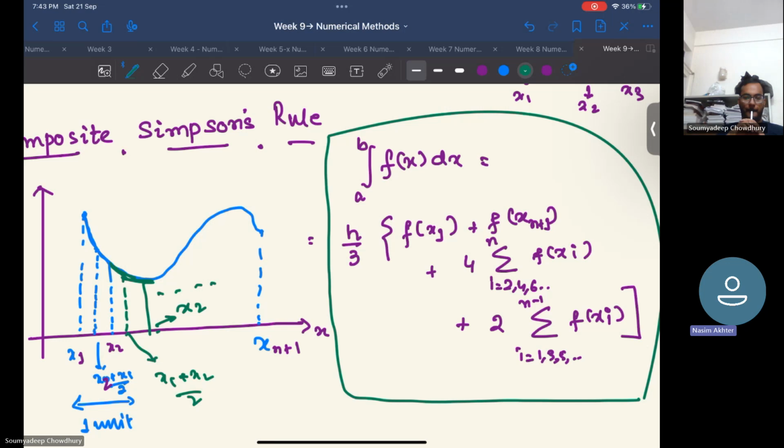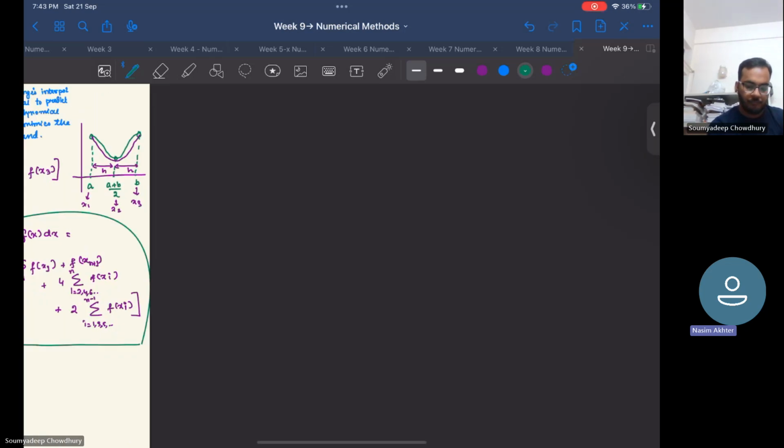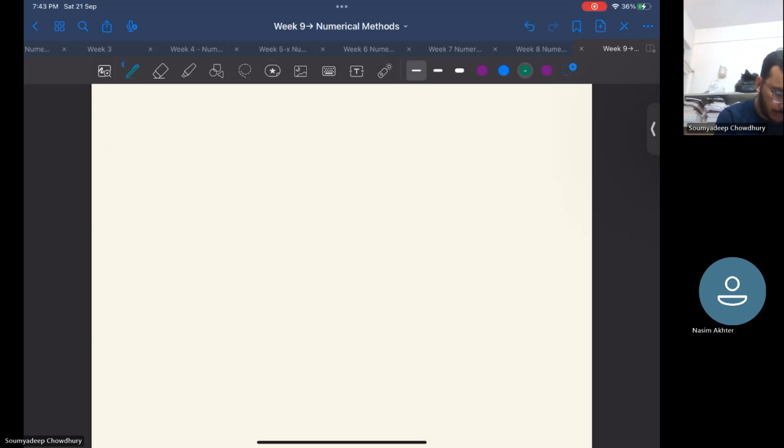Yes, it is clear. And this composite Simpson's rule, it's not only for oscillating functions. It can be for any kind of functions. Okay. Clear, right? We'll go to the next rule then.